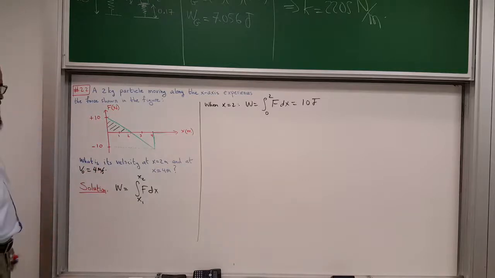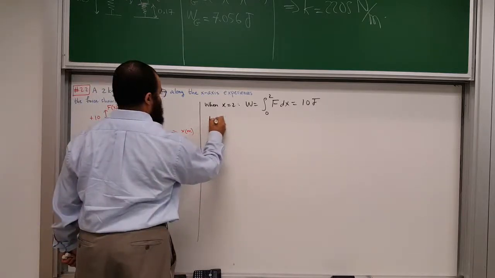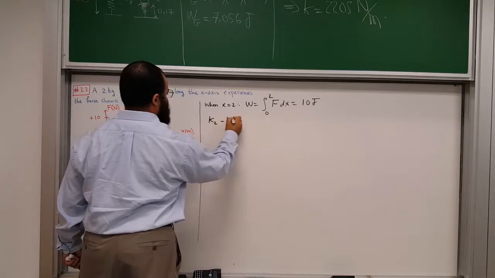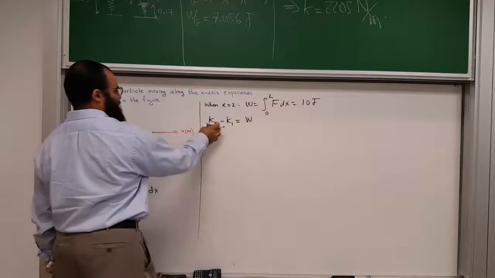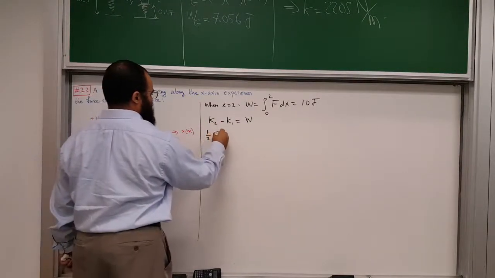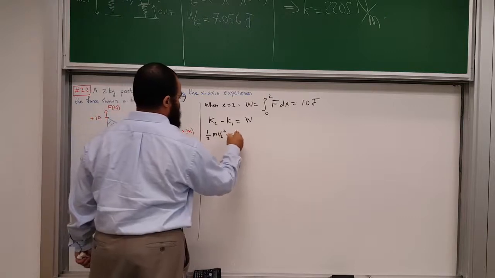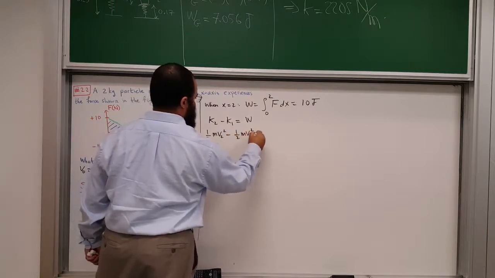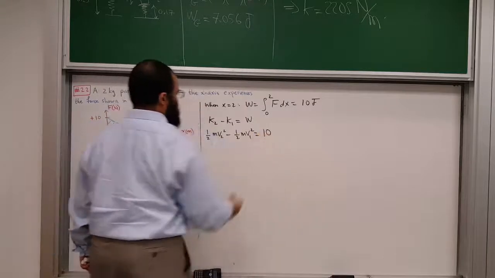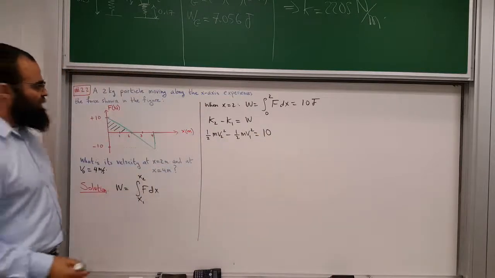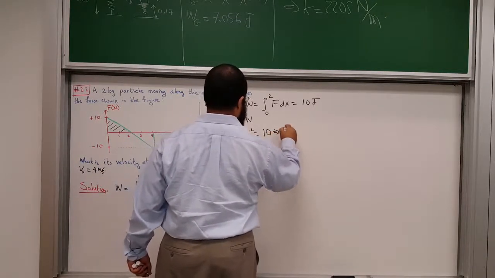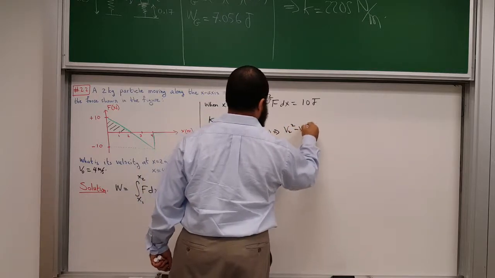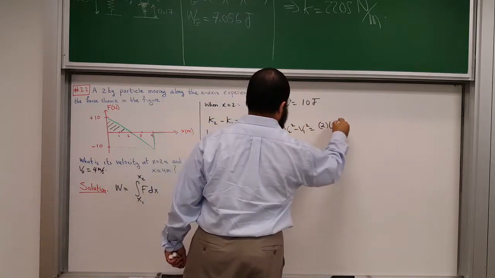So what's the velocity when x is equal to 2? Well, we use the work energy theorem again. The kinetic energy at the end minus the kinetic energy at the beginning is equal to the work done. That's 1/2 m v2 squared minus 1/2 m v1 squared equals the work done, which is 10 for this part. Multiply both sides by 2 and divide by the mass, and you get v2 squared minus v1 squared equals 2 times 10 divided by the mass.